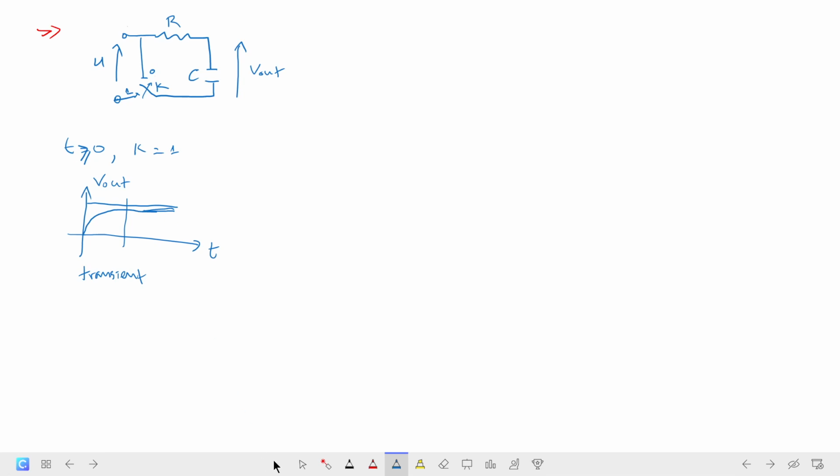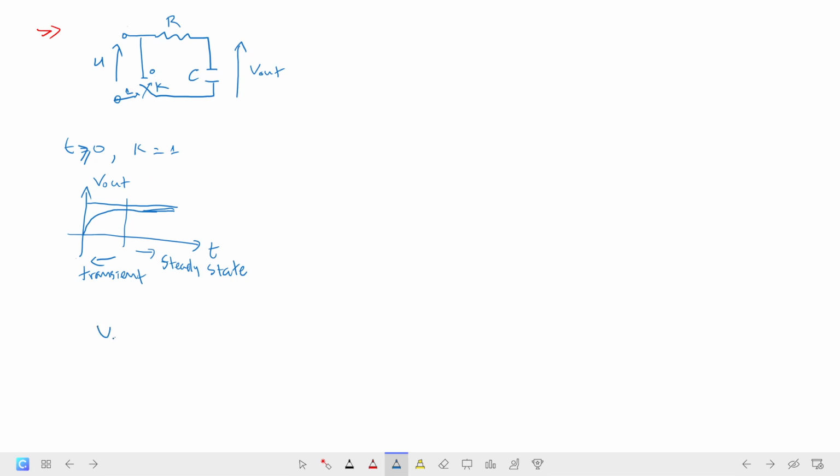So transient will be this part, and steady state is this part. Okay. So today we are going to solve the equation that has this response. So first, let's see the equation that governs the dynamic behavior of the system.